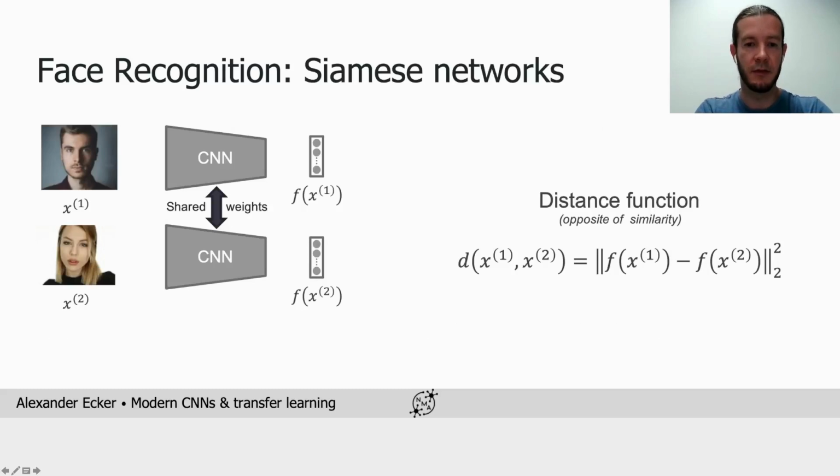Let's look at what that means. The input image, x1, is run through a convnet to produce a vector embedding f of x1. And we can do the same thing for a second image, x2, to compute f of x2. The two convnets here share the same weights, which is why we call them Siamese networks. To quantify the similarity between two images, we compute the distance between their embeddings, for instance by taking the squared Euclidean distance.